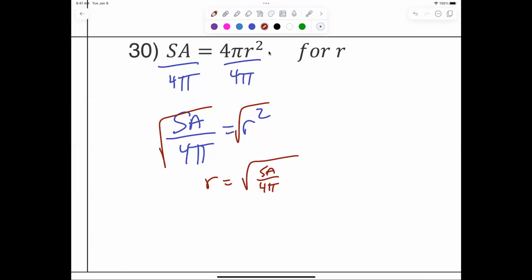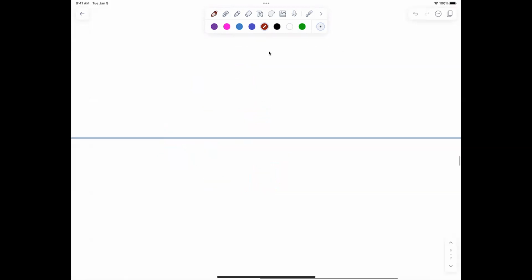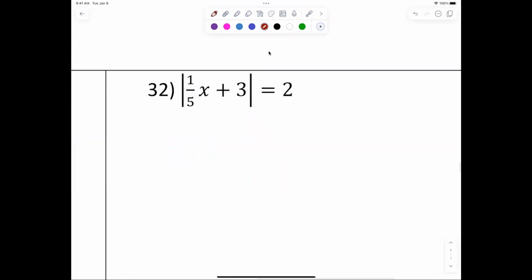All right, let's take a look next. Now it's just a matter of can you review what we did with absolute values? Remember, absolute values always need how many solutions? So everybody needs to write down 1/5 x plus 3 equals 2, and 1/5 x plus 3 equals -2.